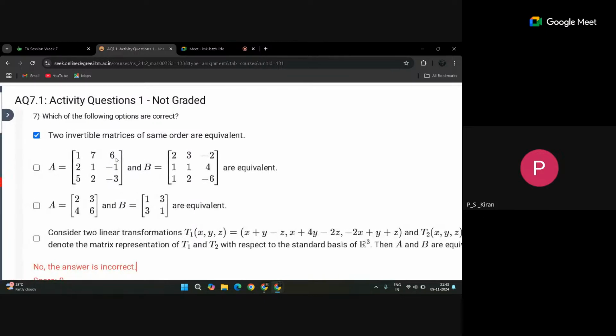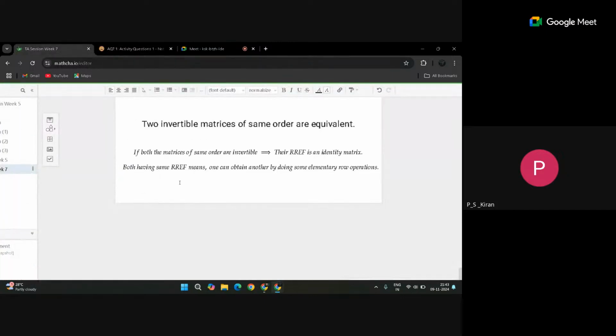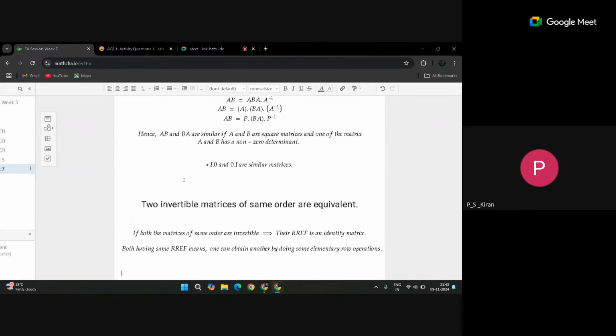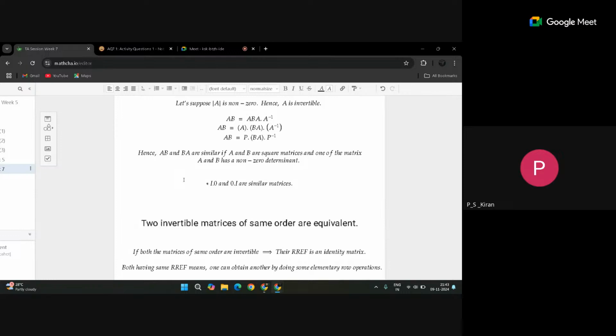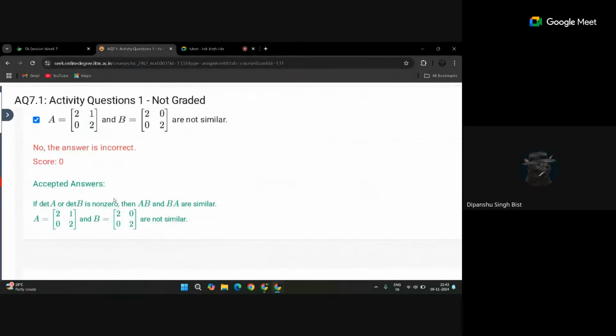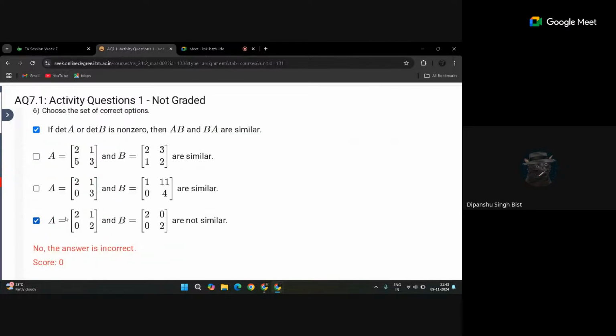Sir, what are the correct options for the previous question? Sorry, could you repeat, please? For the previous question, what are the correct options? The correct options were this. Why is this option correct? Because for a scalar matrix, the only similar matrix is the matrix itself. Okay. Okay, sir.